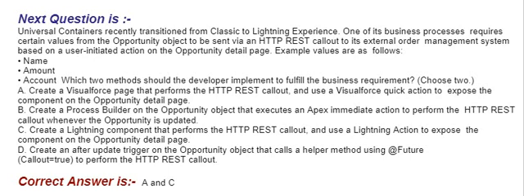Option C. Create a Lightning component that performs the HTTP REST callout and use a Lightning action to expose the component on the opportunity detail page. Option D. Create an after update trigger on the opportunity object that calls a helper method using @future(callout=true) to perform the HTTP REST callout. Correct answer is option A and C.